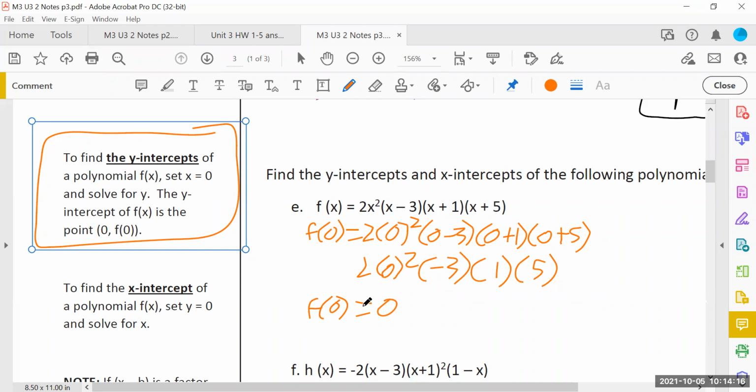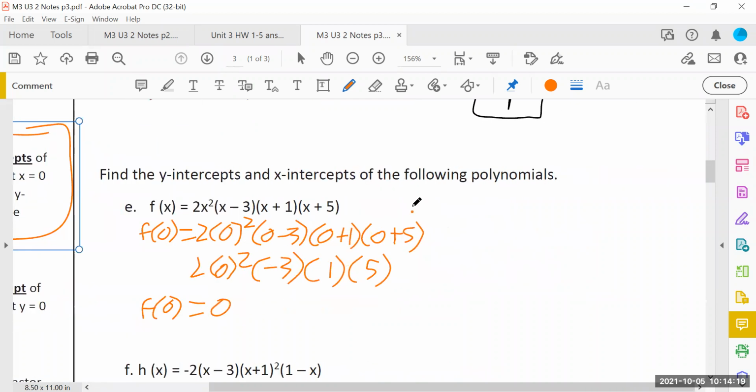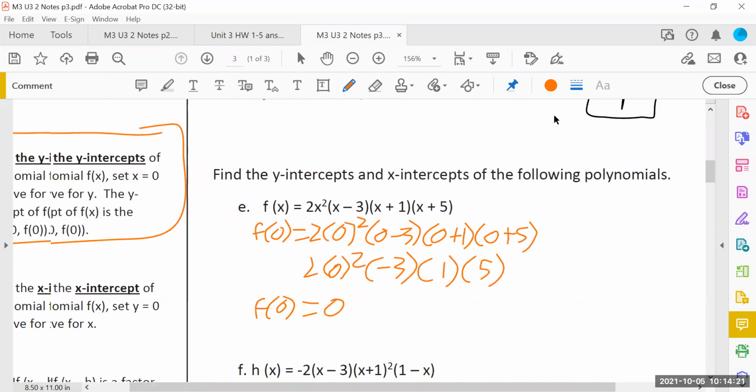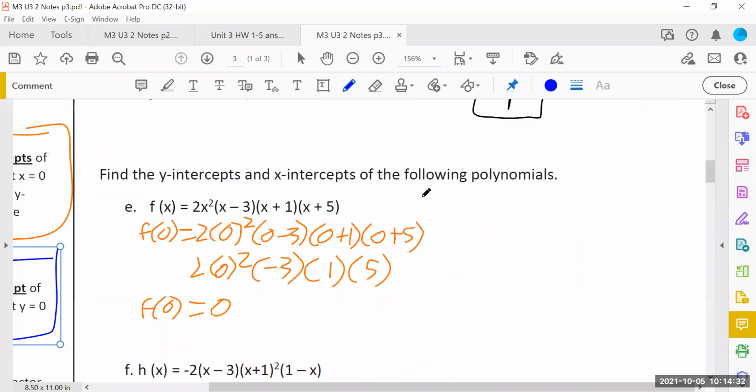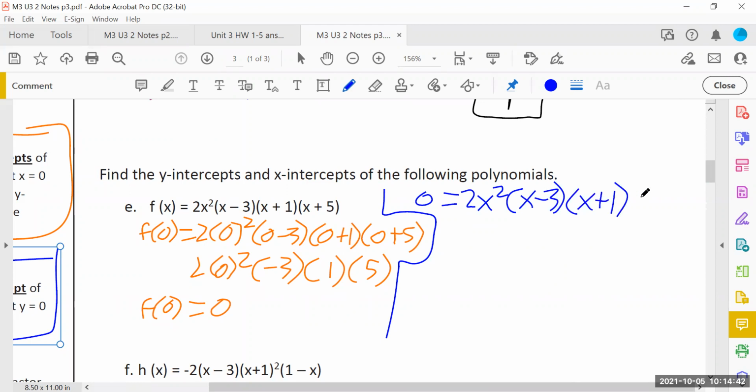If I want the x-intercepts now, I'm going to set the whole thing equal to 0. This is what we were doing last unit. Set the whole thing equal to 0. So 0 equals 2x squared times x minus 3 times x plus 1 times x plus 5. And remember, whenever I have factors equal to 0, I can set each of those factors equal to 0 and solve for each one. What would make each piece 0?